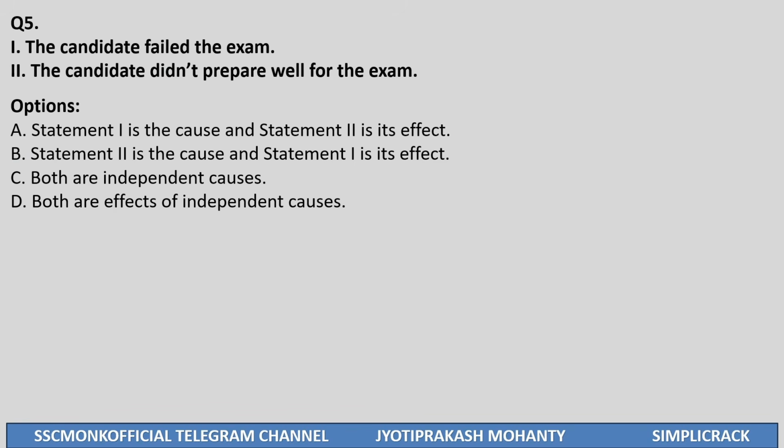The candidate did not prepare well for the examination. Now let's see here. It is your live example. It is your reality. If you do not prepare well, if you do not watch the lecture completely, if after watching the lecture you are not solving the question book properly, if you are not practicing twice, if you are not attempting the mocks, if you are not disciplined, you are ready to fail. That means this option is my cause, this is my effect. So option B is my right answer.